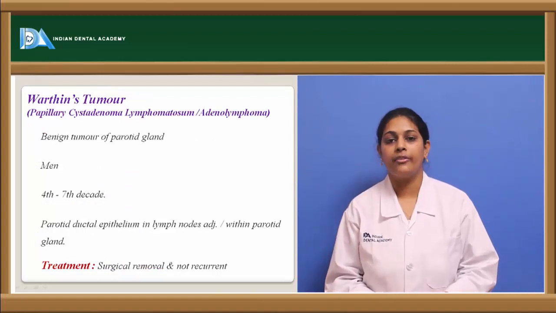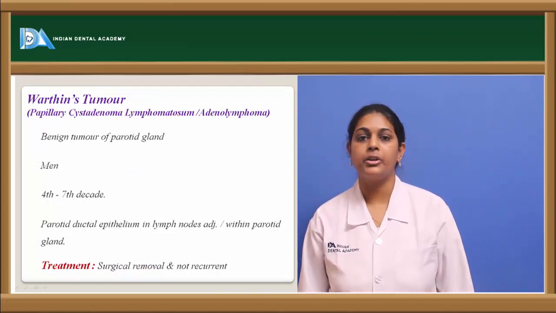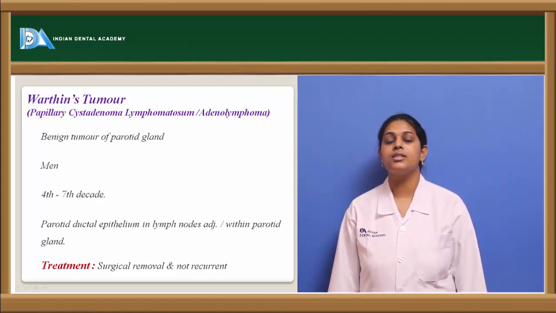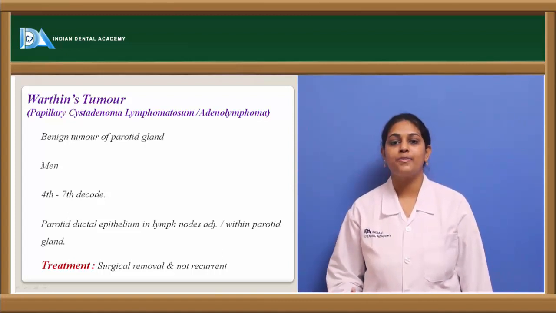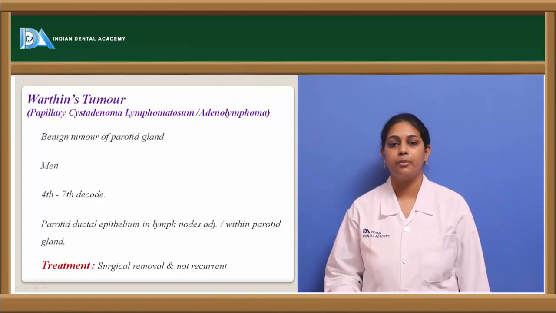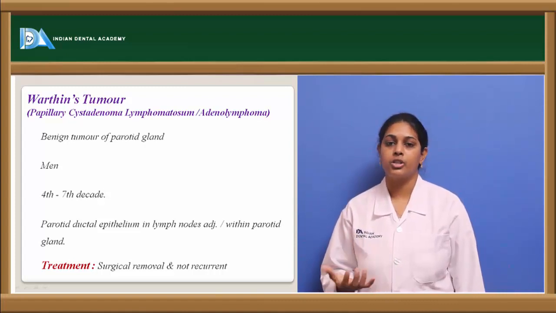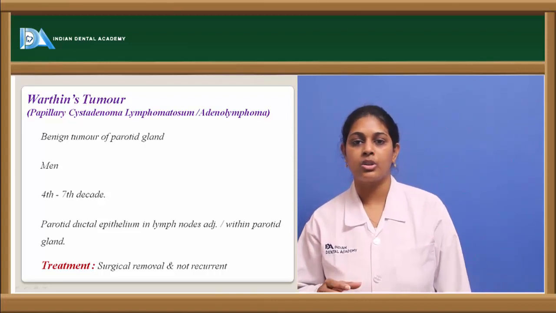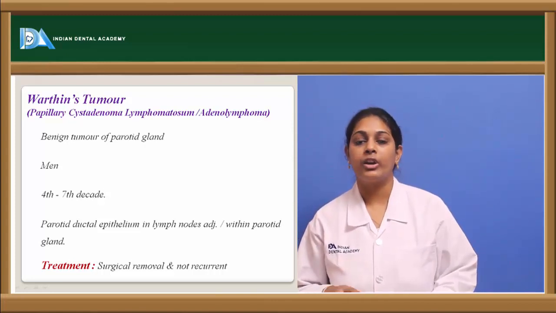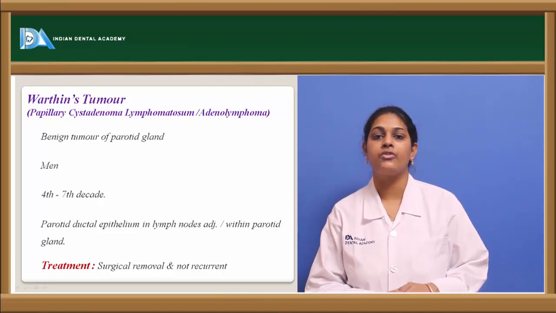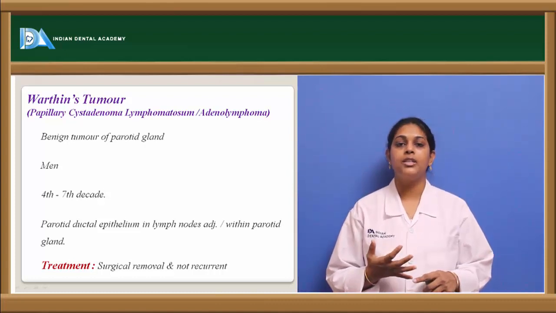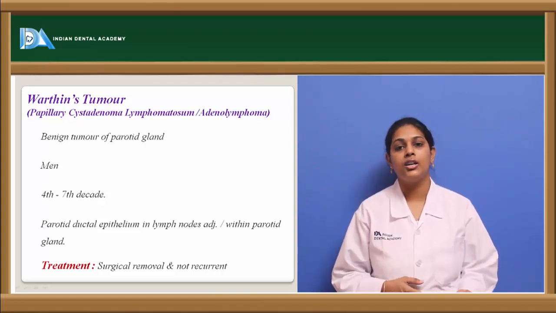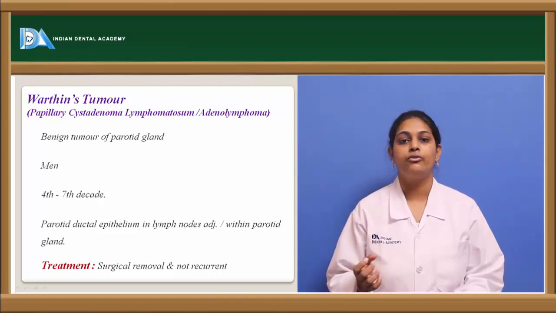Next, coming to another tumor known as Warthin's tumor. It is also known as papillary cystadenoma lymphomatosum, or otherwise adenolymphoma. It is so called because histologically, when we see the slide under a microscope, there are papillary or finger-like projections of the tumor, which give a papillary type of appearance, and also the presence of certain cystic spaces, because of which it is called papillary cystadenoma lymphomatosum.